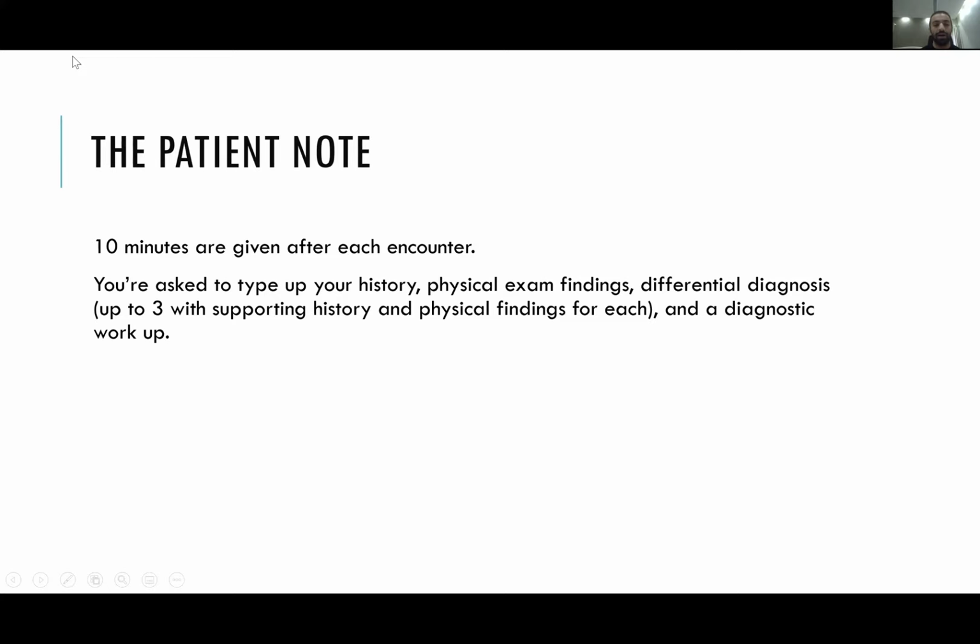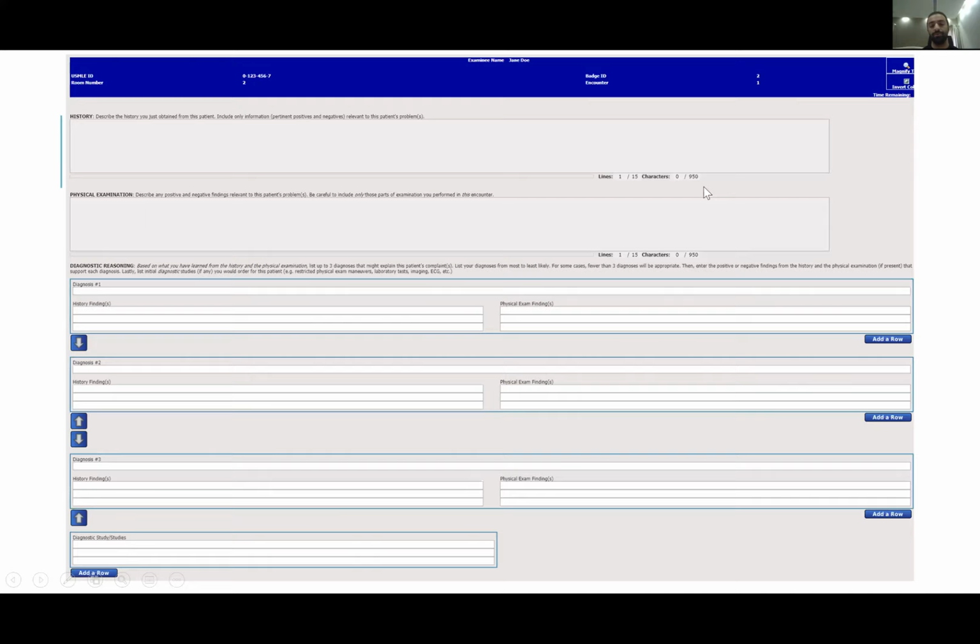So this form will be in front of you. You have to write your patient history here with a maximum of 950 characters. Physical examination, 950 characters also. Then your diagnostic reasoning, you put your differential diagnosis, number one, number two, and number three. From most likely to least likely differential. You don't need to put three on each station, you could put two sometimes, or even one if you're really confident, but I wouldn't recommend it.